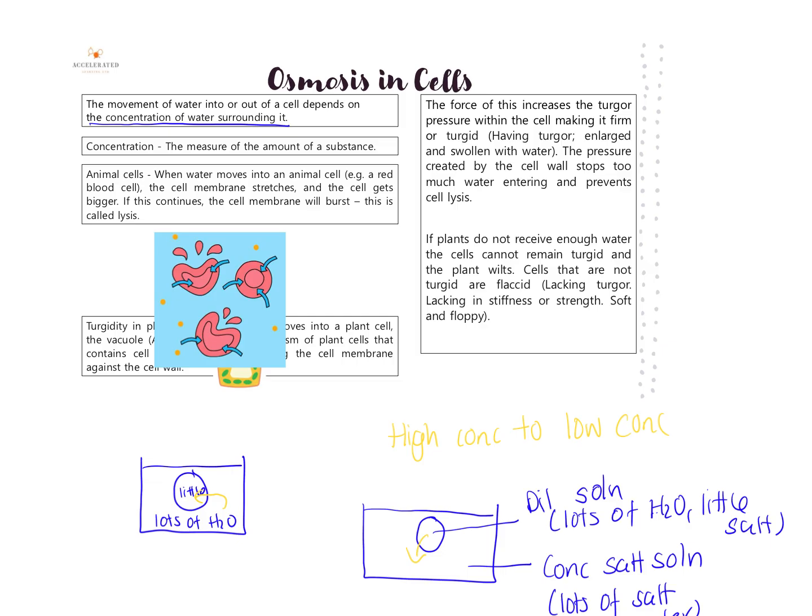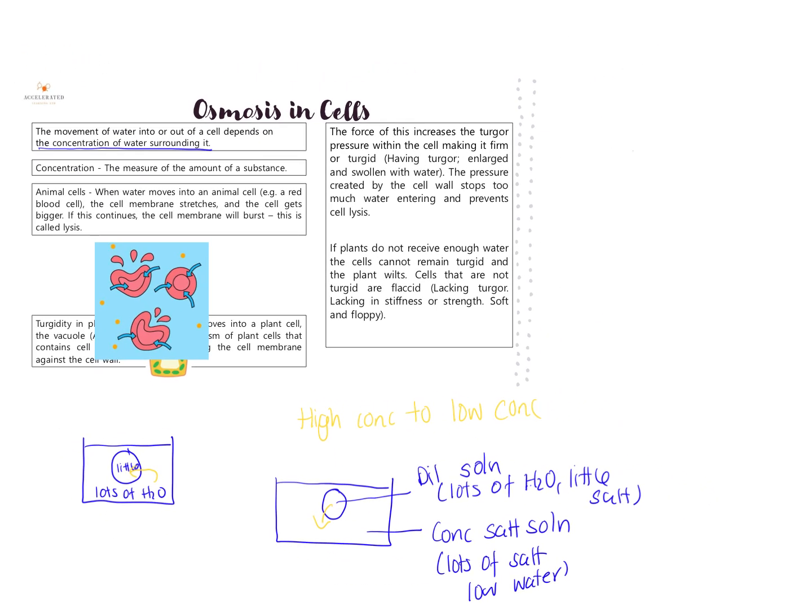So if we think now, Jack, say this is my animal cell, and there's my cell membrane. Now I didn't mean to use yellow at all. Our cell membrane is selectively permeable, Jack, so it chooses what it lets in and what it doesn't let in. Now, if I put this cell into lots of water, so if I have lots of water and maybe a little bit of salt, what direction will it go?